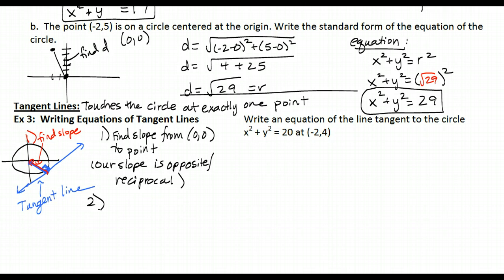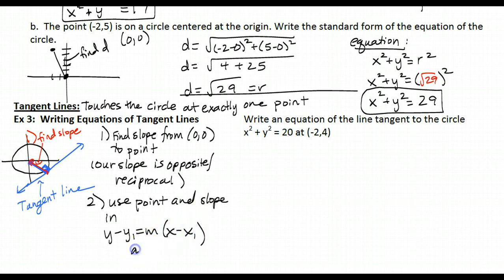So step 1, I'm going to find the slope from (0, 0) to the point on the line, and then step 2, I'm going to use the point that's given and the slope in my point-slope form. This is very similar again to what we did in section 10.1.